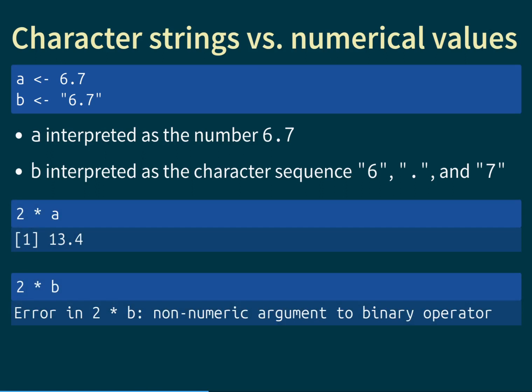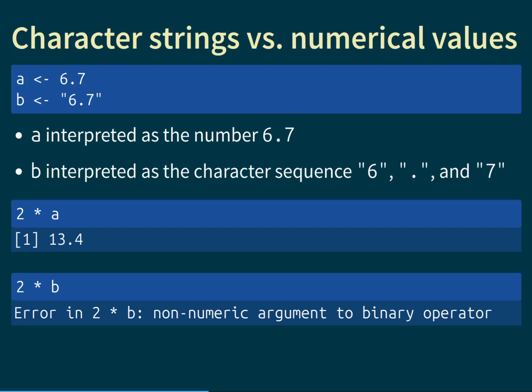2 times a is 13.4 because a is equal to the number 6.7, and 2 times 6.7 is 13.4. Whereas it is not legal to multiply b by 2 because b is a character string. So if I try to type out 2 times b, then I get back an error which says that we're trying to provide a non-numerical value into a computation that essentially requires numbers, like the multiplication that we have here.